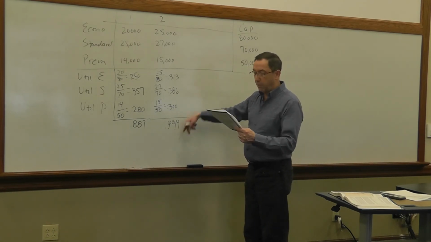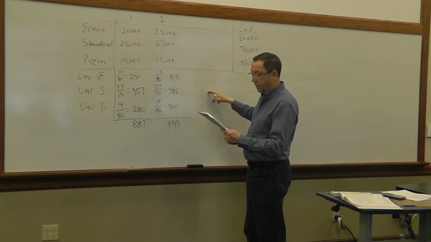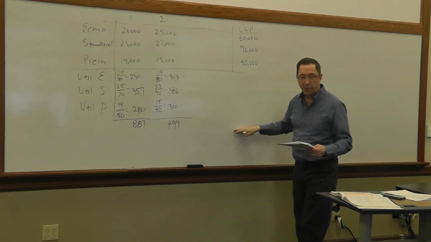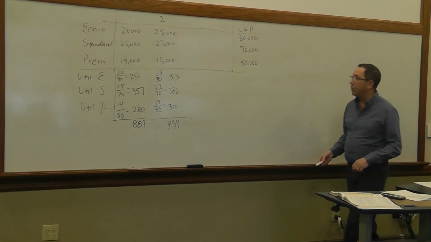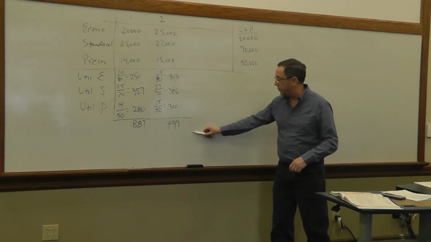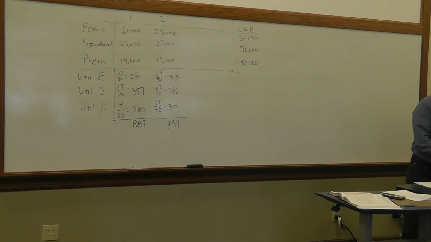In year 4, our Econo drops by 2,000. The other ones increase pretty significantly, so it's probably going to keep increasing as we go along and calculate those. So for years 3, 4, and 5, you should see something greater than 1, or exceeding 100%.